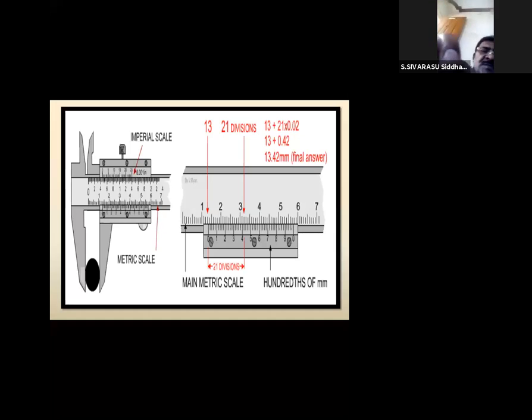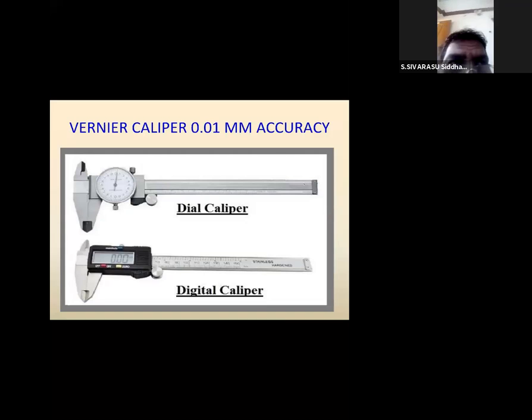Next. So far we have discussed two accuracies of vernier caliper. One is 0.1 mm least count of vernier caliper, and the other is 0.02 mm. That is what we use regularly in the workshop. Apart from this, there is also a 0.01 mm accuracy of vernier caliper available.